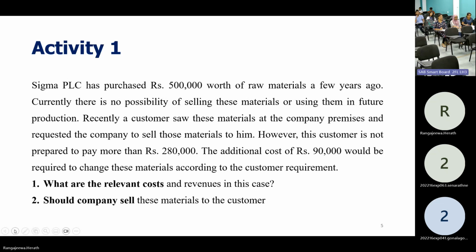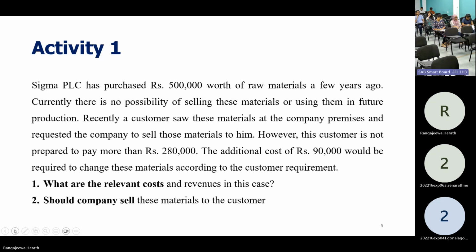Now, if someone considers the 500,000 already spent and then gets the offer for 280 and rejects it, saying I have already spent 500,000, that is not the way we should look at it. That 500,000 is already incurred, you cannot reverse it. So that is a sunk cost, irrelevant for decision making. If you don't go for this, you can't recover the 500,000. That's gone. The only relevant cost is the further processing cost of 90,000, which you have to incur to modify this material according to customer requirement.